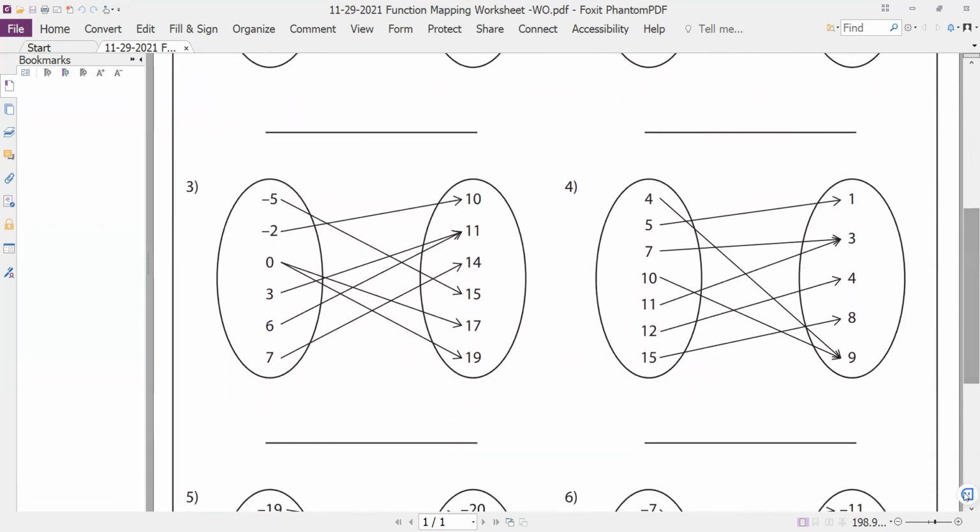Now, what about number 3? Is it a function or is it not a function? Three, yes or no? No. Why? It's mapped to more than one. It has what? It's mapped to more than one on the input side. So what is the number that's the error? 17 goes to 0 and 19 goes to 0.